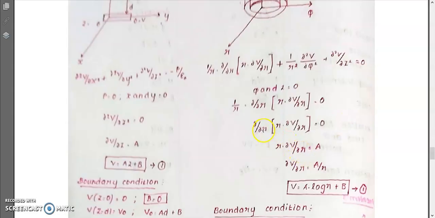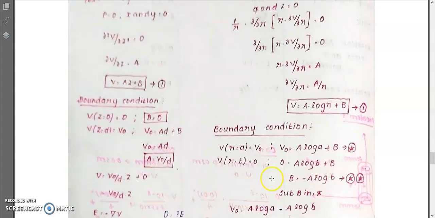When we integrate, del by del r integrates to a constant value A. So r into del V by del r is equal to A. Moving r to the right hand side, del V by del r is equal to A by r. Integrating this equation once more, we can easily find the voltage. So V is equal to A into log r plus a constant B. This is the final equation of the voltage for the cylindrical coordinate system: V is equal to A log r plus B.